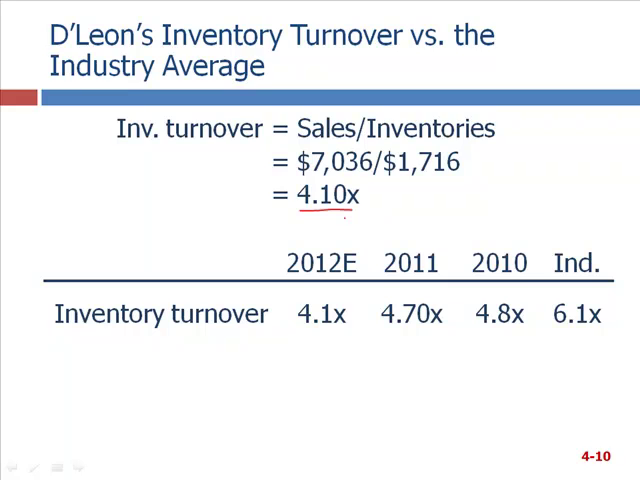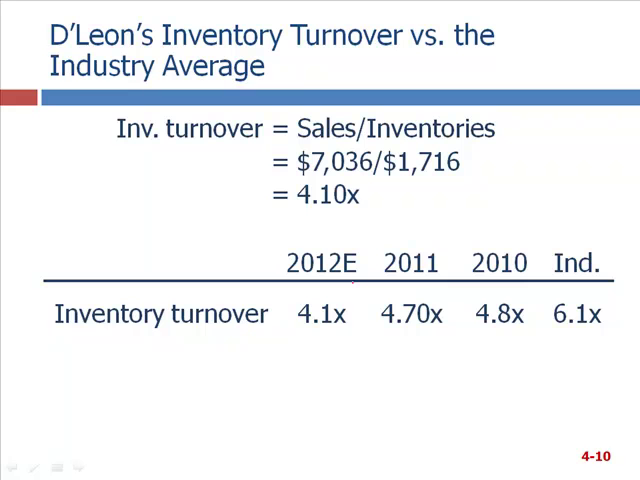Before I go on, I should probably mention that in some textbooks this ratio might be defined a little bit differently. Instead of sales over inventories, it may say cost of goods sold divided by inventories. And that's a perfectly okay definition as well. And I understand some people might even argue that's a better definition. I see that. But for our purposes, we're going to use sales divided by inventories. Still has about the same meaning.